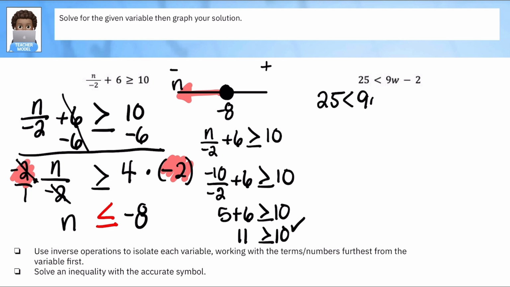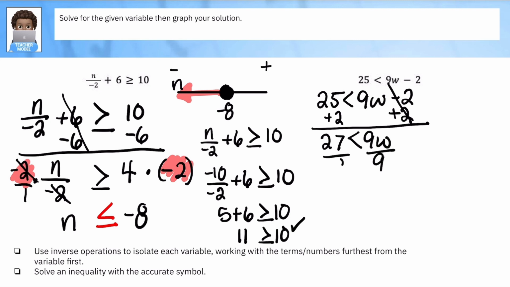25 is less than 9w minus 2. Right now it's feeling like second nature because we've done so many of these, so we know where the zero pair is. 27 is less than 9w, and we're dividing both sides by 9. 3 is less than w. Notice because I didn't multiply or divide by a negative, I can stay with just that number. I don't have to flip any signs.